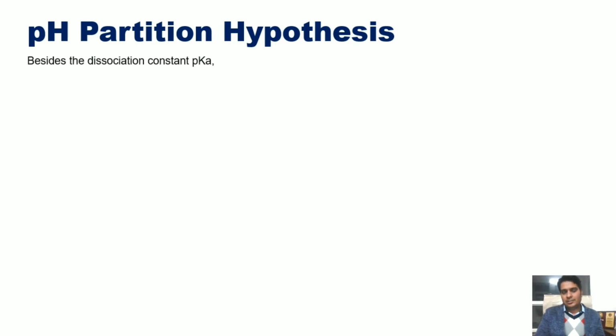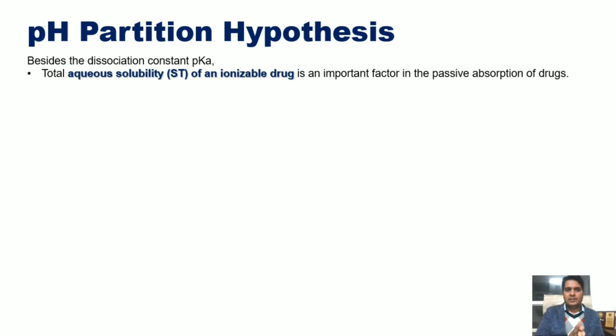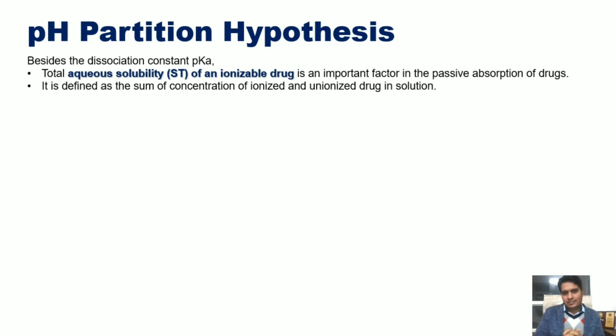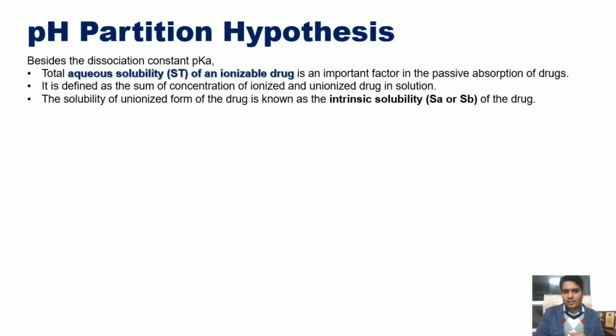Now, besides the dissociation constant pK, the total aqueous solubility of an ionized drug is an important factor in the passive absorption of the drug. So total aqueous solubility is defined as the sum of the concentration of the ionized form of the drug as well as the unionized form of the drug in solution. The solubility of the unionized form of the drug is also known as the intrinsic solubility.